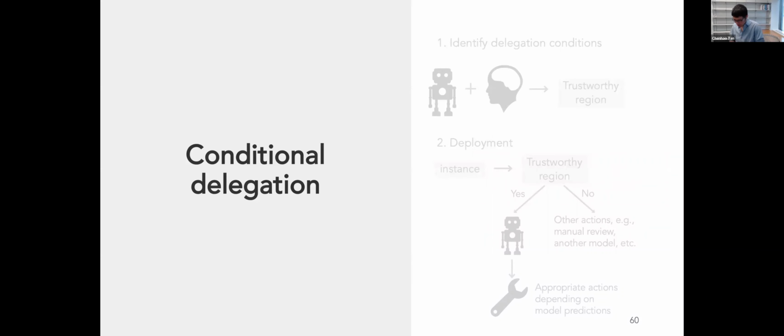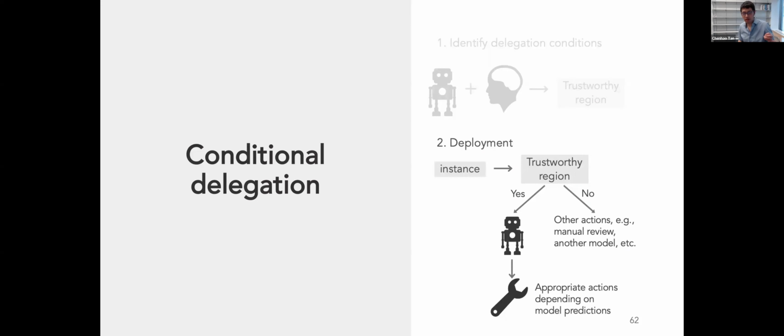And what we propose is to think about how we can have a human and AI work together, and we refer to this paradigm as conditional delegation. In this case, first, we are going to have a human and AI identify a trustworthy region, and this would be regions where humans have looked at the outcome of AI, and generally humans think AI is doing well in this region. That's another way to think about it.